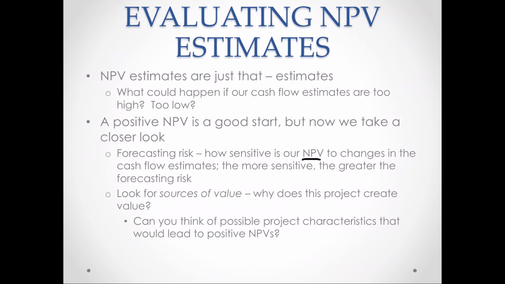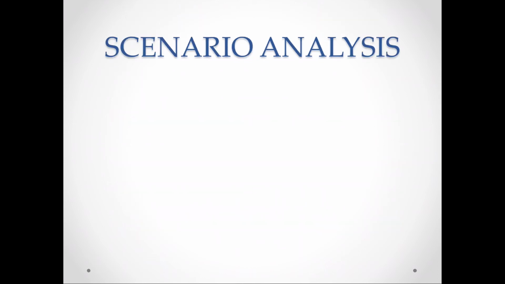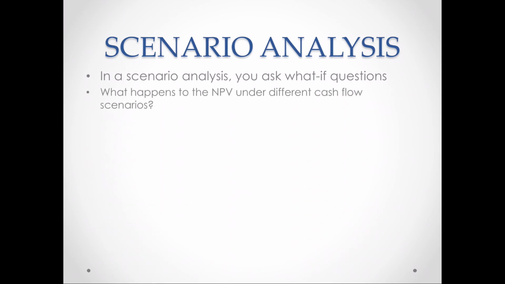So we turn our discussion to now, how can I deal with this forecasting risk? How can I deal with this possibility that my net present value calculation is somewhat incorrect due to incorrect cash flow projections or incorrect estimates for our future cash flows? First way is conducting what is called a scenario analysis. So in a scenario analysis, you ask what if questions. What if this were to happen, or what if this were to happen? So what happens to the net present value under different cash flow scenarios?